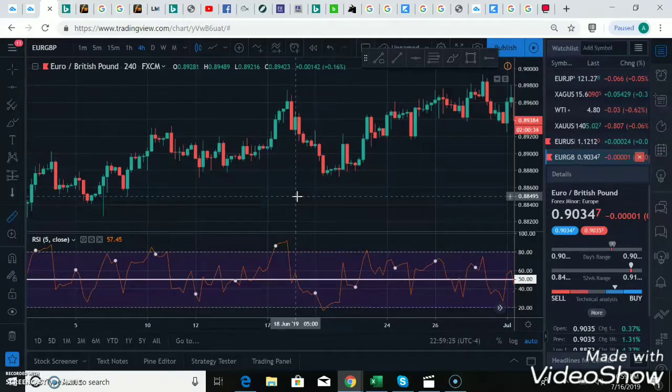I taught you how to click on the settings. I taught you how to input the length to be 5. Also, the upper band to be 80, the lower band to be 20. 3 levels, 80, 50, 20. If it's at the 80 RSI, that means it was overbought. If it's at the 20 RSI, that means it was oversold. Okay?